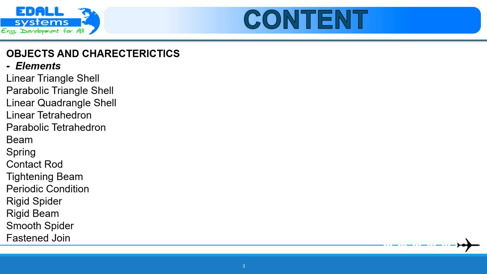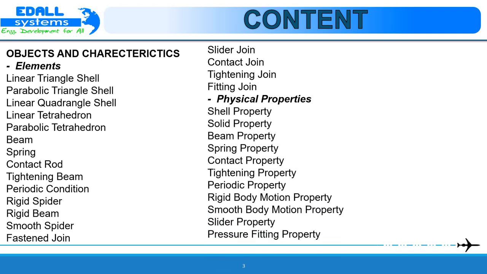Content. Objects and characteristics, we have elements: linear triangle shell, parabolic triangle shell, linear quadrangle shell, linear tetrahedron, parabolic tetrahedron, beam, spring, contact rod, tightening beam, periodic condition, rigid spider, rigid beam, smooth spider, fastened joint, slider joint, contact joint, tightening joint, fitting joint. Under physical properties, we have shell property, solid property, beam property, spring property, contact property, tightening property, periodic property, rigid body motion property, smooth body motion property, slider property, pressure fitting property.